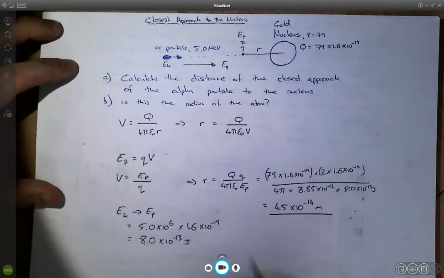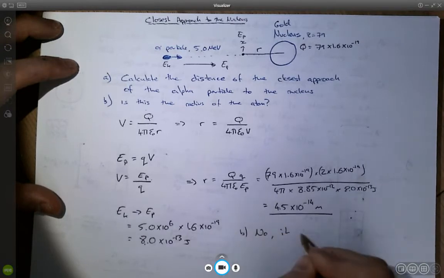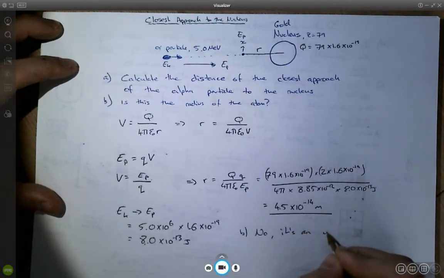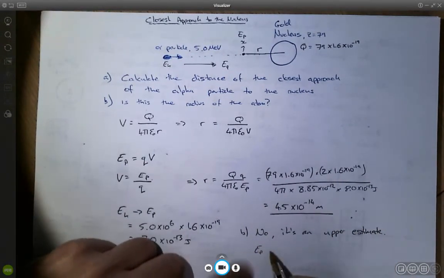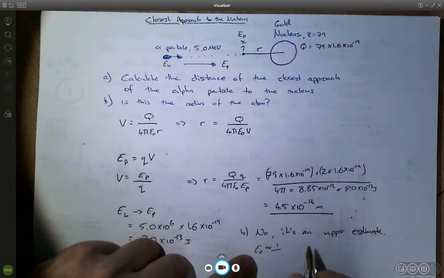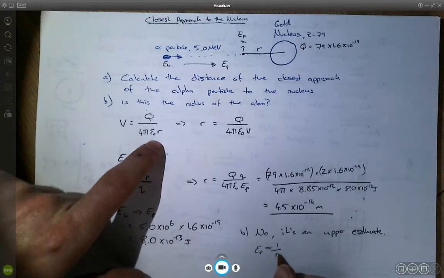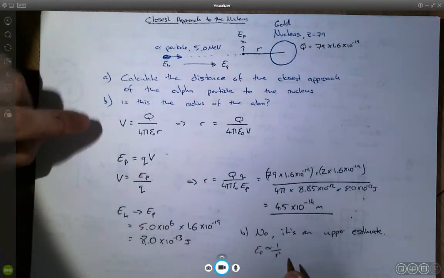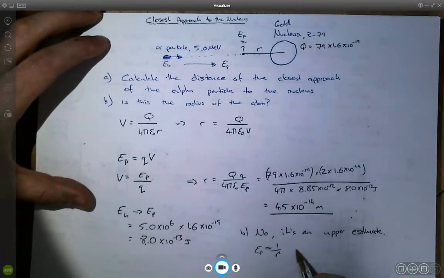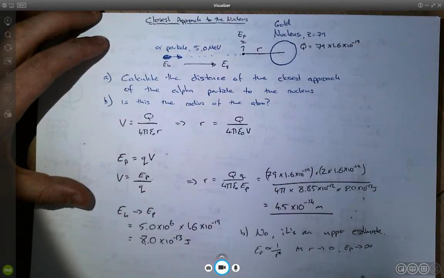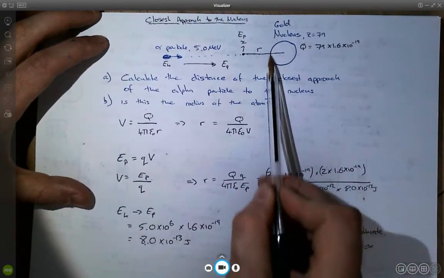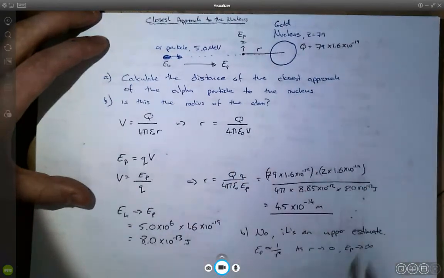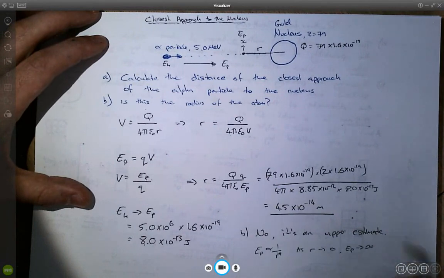Is this the true radius of the atom? The answer is no. It's an upper estimate. Why is it an upper estimate? Well, because the EP, the potential, is obviously proportional to 1 over R. 1 over R squared. No, sorry, 1 over R. So as R approaches 0, the potential obviously approaches infinity. So there's no way that an alpha particle is going to have enough energy to actually get to this point here. It's always going to be stopped somewhere short. So it's an overestimate or an upper estimate of the radius of an atom.